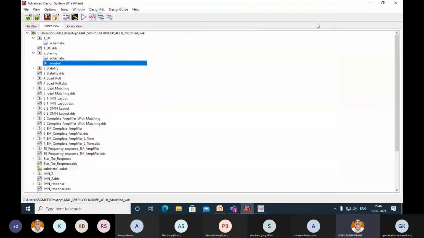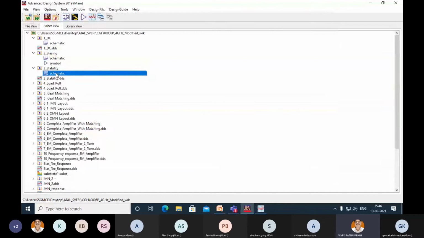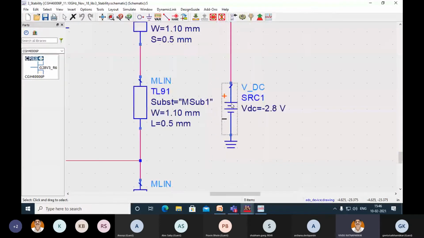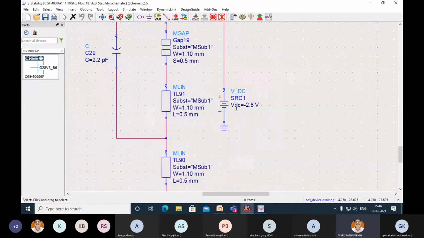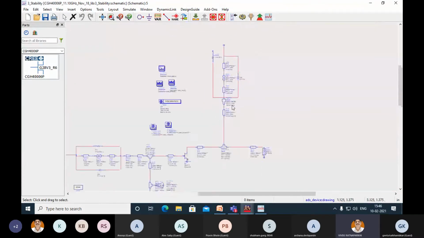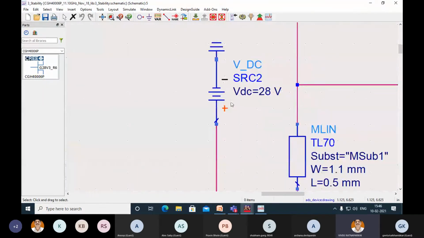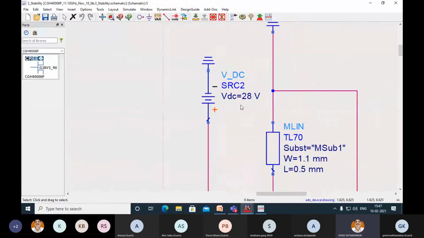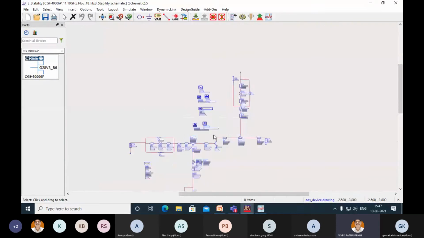So I will let you know it in detail when I go to step 3 to find out the stability. In this case, now ports I have removed and applied minus 2.8 volt to the VDC voltage, which is VGG, or gate to source voltage you can say, and another voltage is VDD, with which I am actually trying to get a VDS of 28 volts.